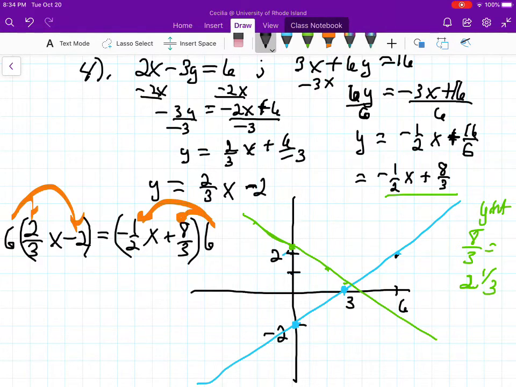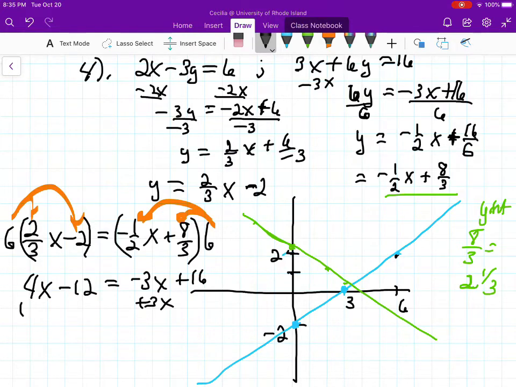So on the left, the 3 goes into 6 twice, leaving us with 2. So 2 times 2 is 4. So we'll have 4x minus 12 equals, and now on the right we're going to multiply the 6 times -1/2, and we're going to get that to be -3x, and then we're going to see that the 3 goes into 6 twice, and 2 times 8 is 16.